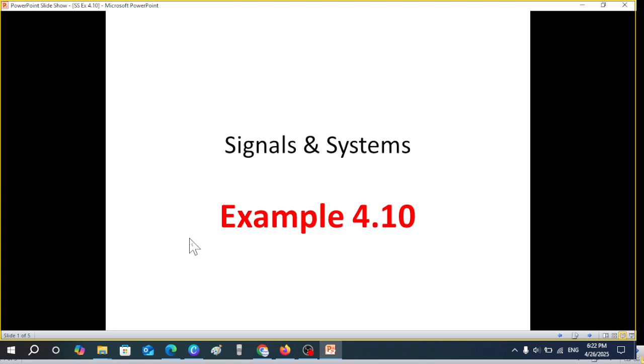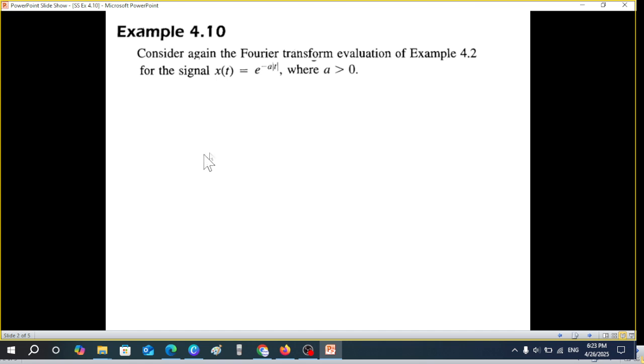And here we'll be discussing example 4.10. This is on the request of a student. So straight away to the question. Consider again the Fourier transform evaluation of example 4.2 of the signal x(t) = e^(-a|t|), where a is greater than 0. So let's see what example 4.2 says.